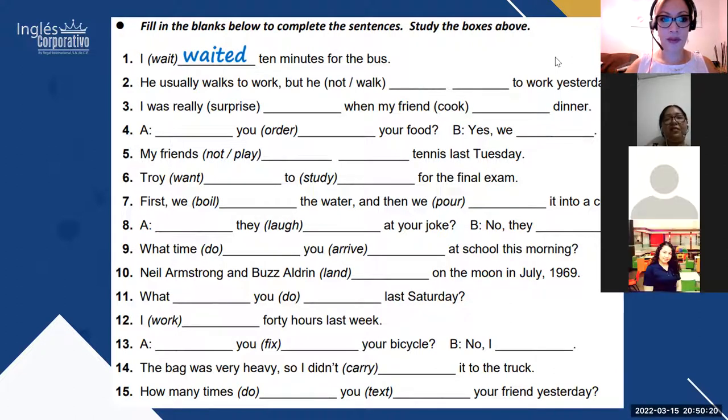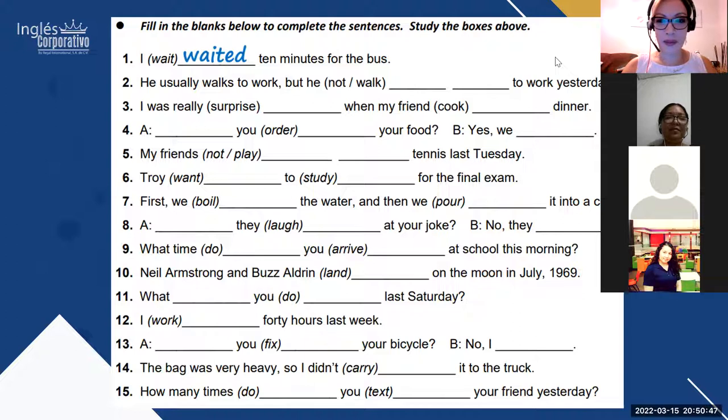Did you order your food? Yes, we did. Okay. Did you order? Ahí no conjugamos el verbo porque ya está el auxiliar, right? In questions. Did you order your food? Yes, we did. Excellent. Thank you so much.